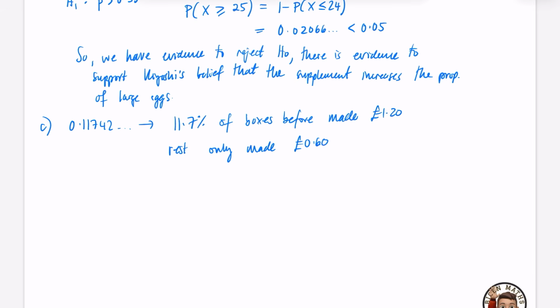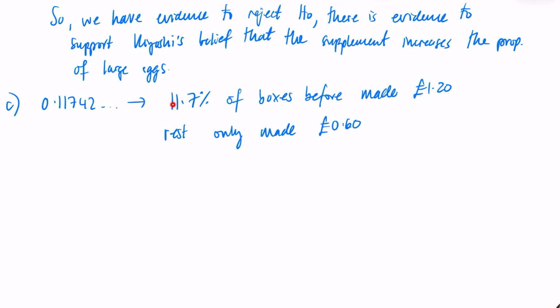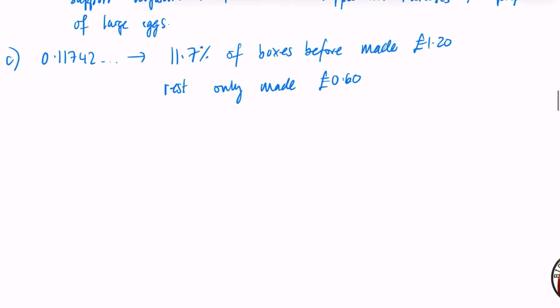Well, let's actually do that calculation, because I can say 11.7% of £1.20, and I'll calculate the remaining percentage of 60p, and that will give me an expected value of what we would expect a box to typically sell for, what profit we would get. So I'm going to do the calculation as 0.11742 multiplied by £1.20, and then I'm going to add to that 1 minus 0.11742 to find the remaining percentage that only earns the 60 pence.